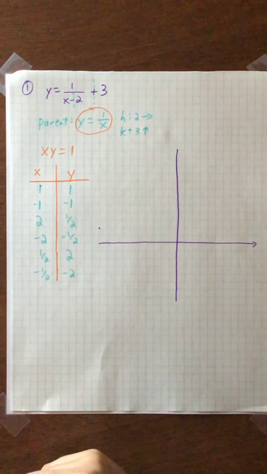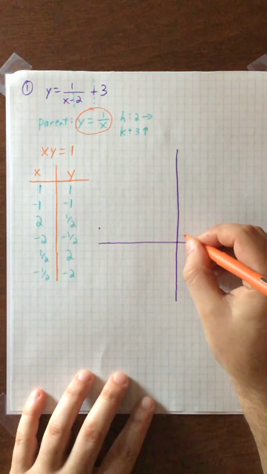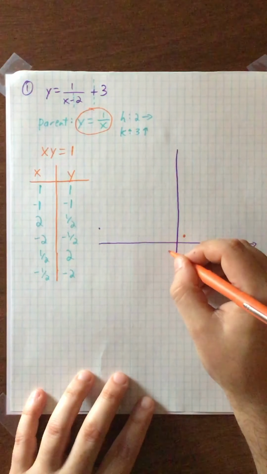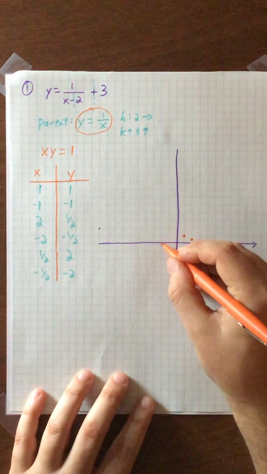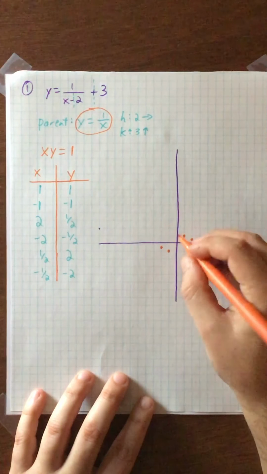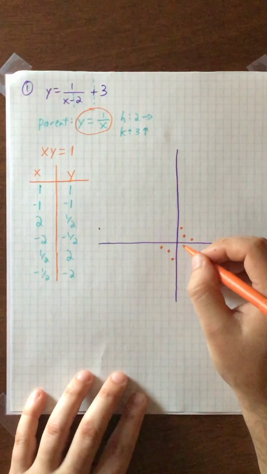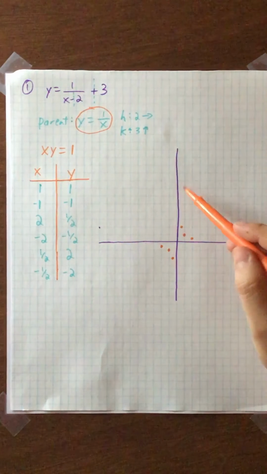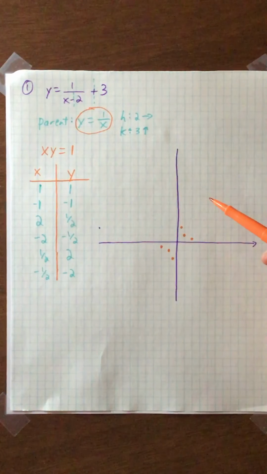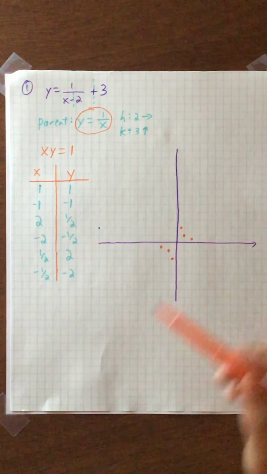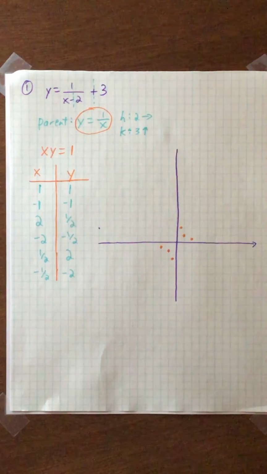Okay. So let's plot these points. So I have 1, 1. I have negative 1, negative 1. 2, 1/2. Negative 2, negative 1/2. 1/2, 2. Negative 1/2, negative 2. Alright, and I'm not even going to make you guys put in the dotted lines for this one because you're going to see it's going to get a little confusing to tell which dots go with what. Alright, so just plot these points.